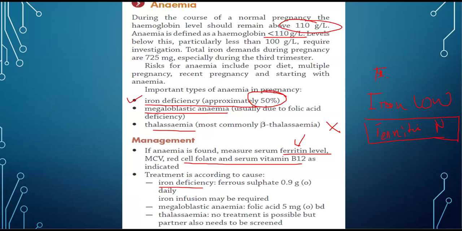No, we don't give routine iron in Australia. We only give iron if the blood test shows the patient has deficiency, then only the patient is given that. It's not a routine thing.